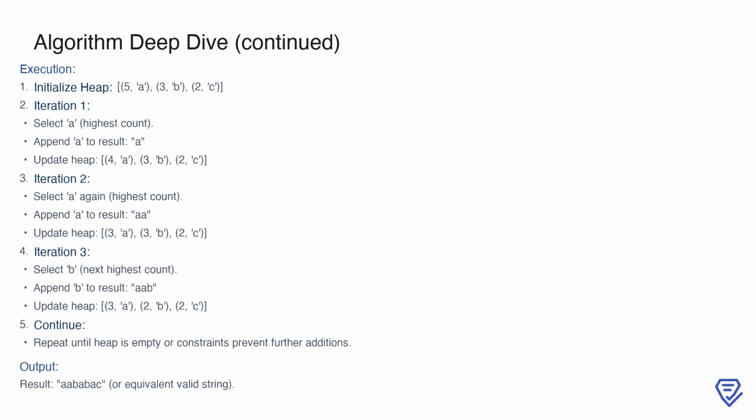In the third iteration, we select b, as adding another a would violate the constraint. This gives us aab, and the heap becomes (3, a), (2, b), (2, c). We continue this process, selecting characters based on the heap and ensuring the constraints are met, until the heap is empty or no further characters can be added. The final output, in this case, could be something like aabaabcac, which satisfies all the conditions for a happy string.